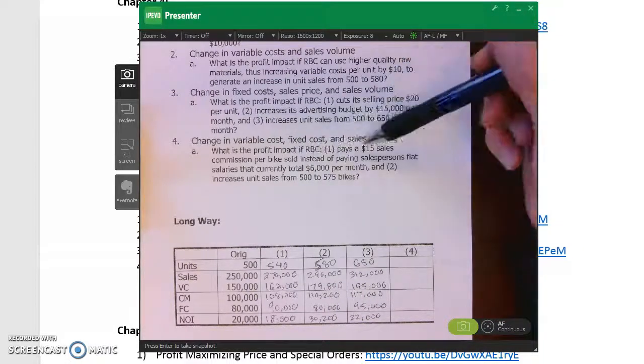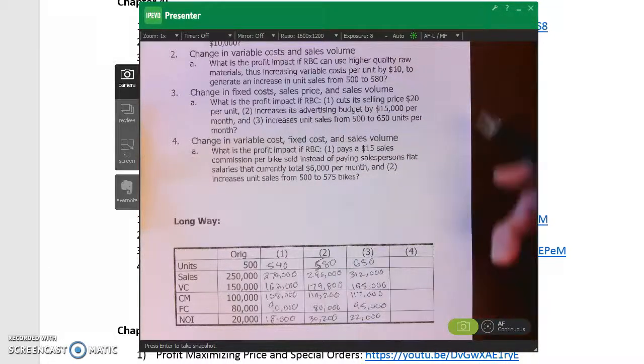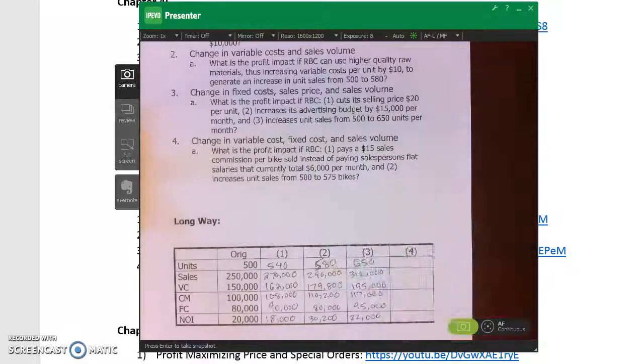What's the profit impact if we pay a $15 commission per bike rather than paying salespeople salaries that total $6,000 per month? And then that increases unit sales from 500 to 575. Now this option makes a lot of sense also from a strategy standpoint, because you're reducing what we call the agency problem. Basically, you're reducing goal conflict between the managers of the firm and the employees that work for the firm. Agency theory assumes an inherent goal conflict.